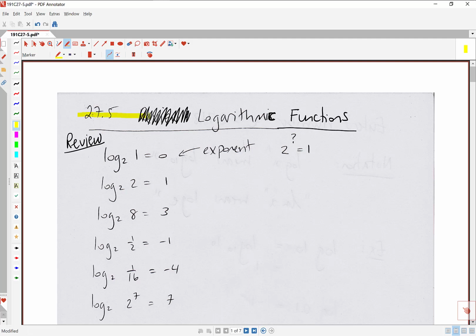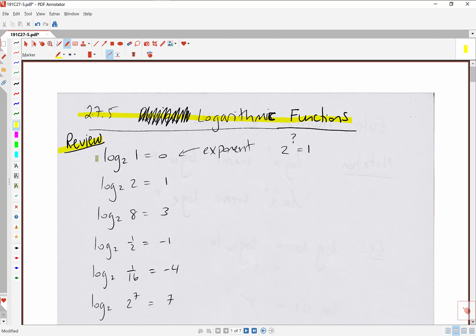In this video, we're going to be looking at logarithmic functions. We're going to do two parts to the video. First part will be review of logarithms to make sure that we're comfortable with that concept, and then we'll jump into derivatives of logarithmic functions after we've done the review. So let's start with what a logarithm is.